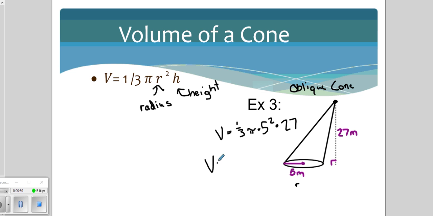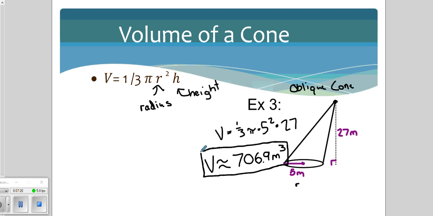And then we're going to type that in and round to the nearest tenth. So 1/3 times pi times 5 squared times 27. Double check, make sure we're typing it in right. And to the nearest tenth, I've got 8.5, so I would round that up to 9 meters cubed. Okay. So that's volume of a cone, 1/3 pi r squared h.